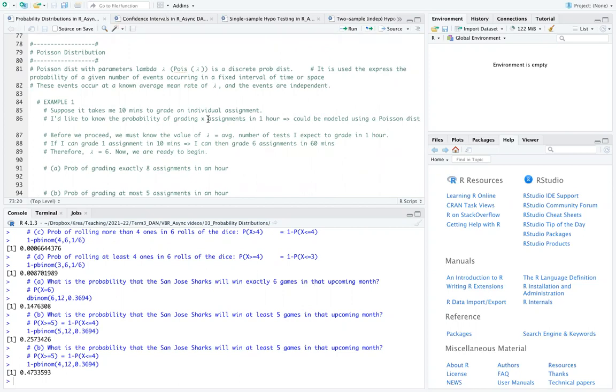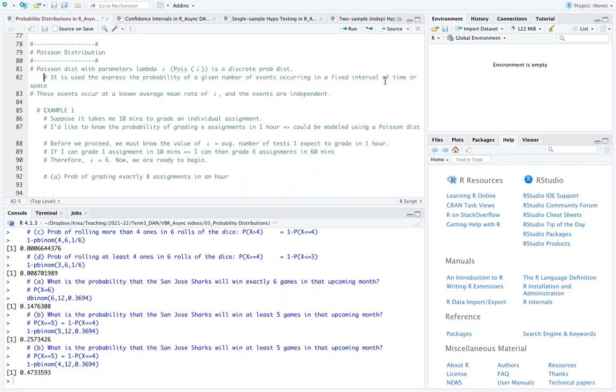Things like number of cars at a joint, number of babies born in a hospital in an hour, number of calls received in an hour, and so on. So the Poisson distribution just has a single parameter lambda, which you see here in this inverted Y type Greek alphabet, that is lambda. And lambda is nothing but the average rate at which these events are happening.